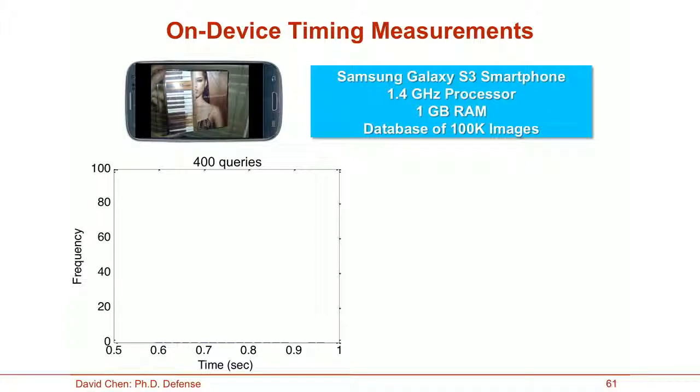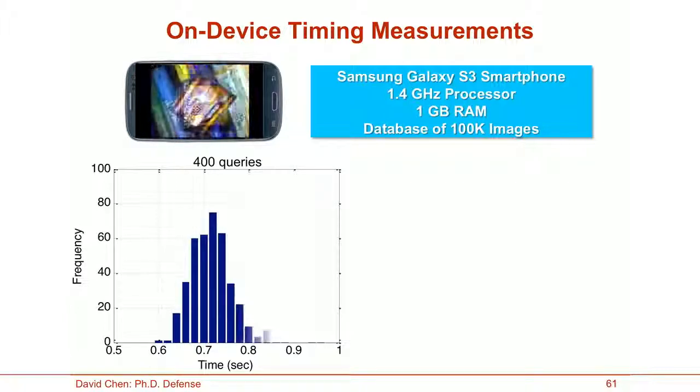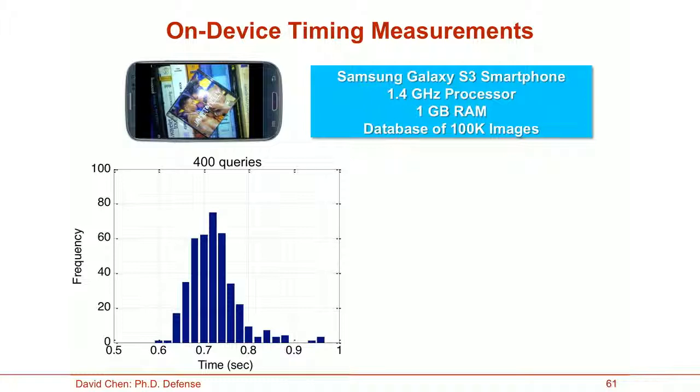We have implemented our on-device image matching system on a Samsung Galaxy S3 smartphone. This phone has a 1.4 GHz processor and 1 GB of RAM. On this phone, we store a database of 100,000 images. To measure the query latency, we perform 400 different queries. Here we plot the histogram of the query latency. On average, each query takes around 0.7 seconds, and even the slowest queries we measured took less than 1 second, so our system works quite fast.